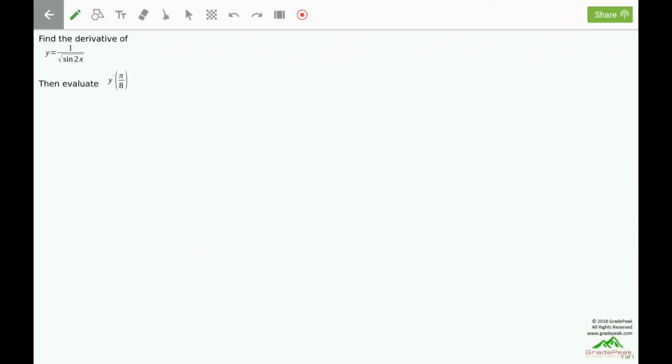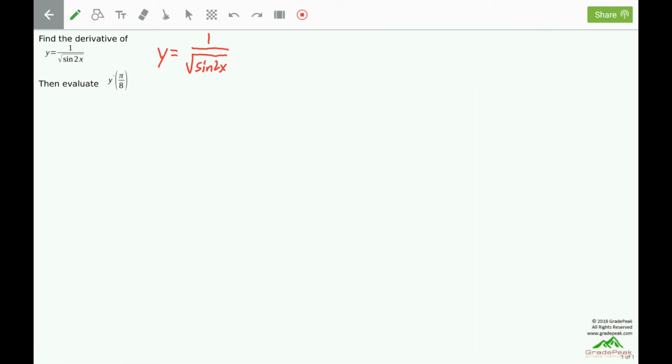Find the derivative of y equals 1 over the square root of sine 2x, then evaluate y prime of pi over 8. Y here is the quotient of 1 divided by the square root of sine of 2x. Since the numerator is a constant, there's no need for the quotient rule.